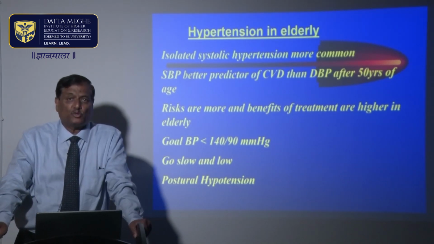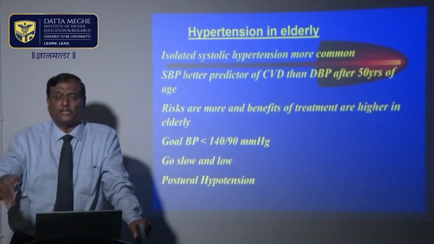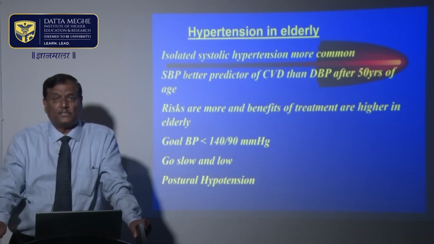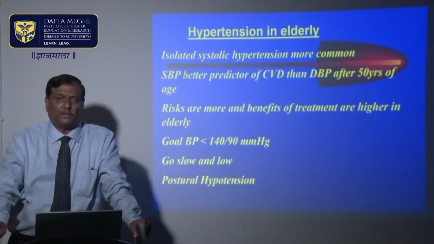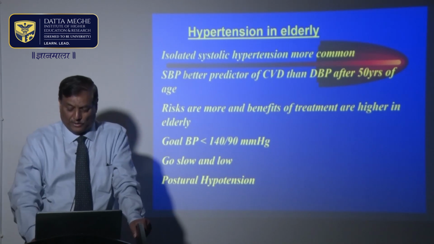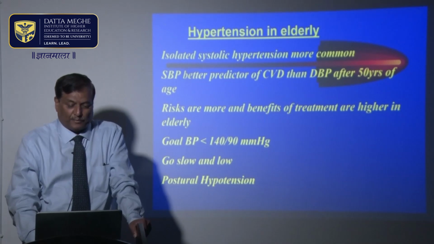We should be worried about postural hypotension, and therefore we need to take the blood pressure in recumbent as well as in standing position, because many of the elderly patients have autonomic dysfunction and may develop postural hypotension, which may be very distressing to an elderly patient.